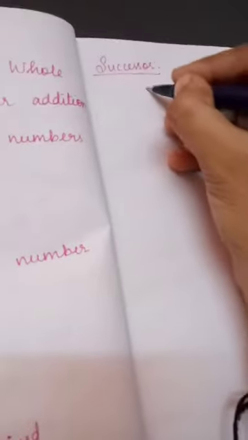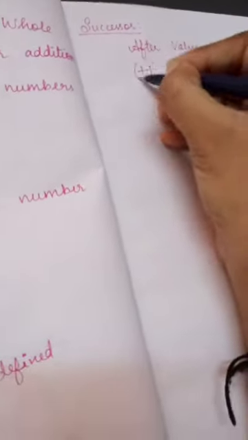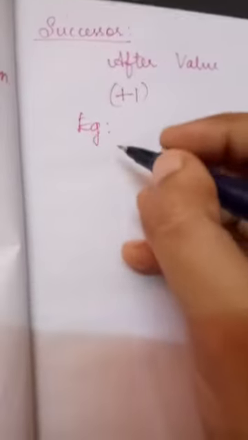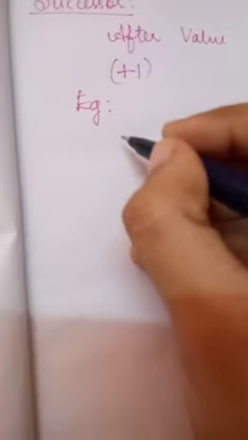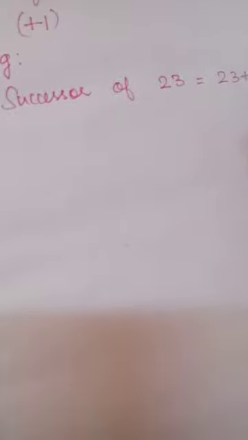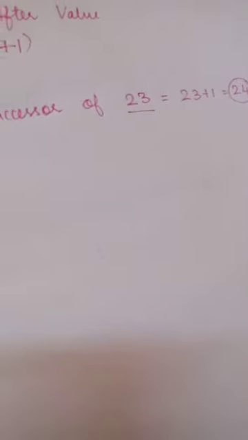Next is your successor. Successor is when we want to find the after value or next value. We will add 1 to that particular number. Example, I am taking the successor of 23. 23 plus 1 is 24. So 24 is the successor of 23.